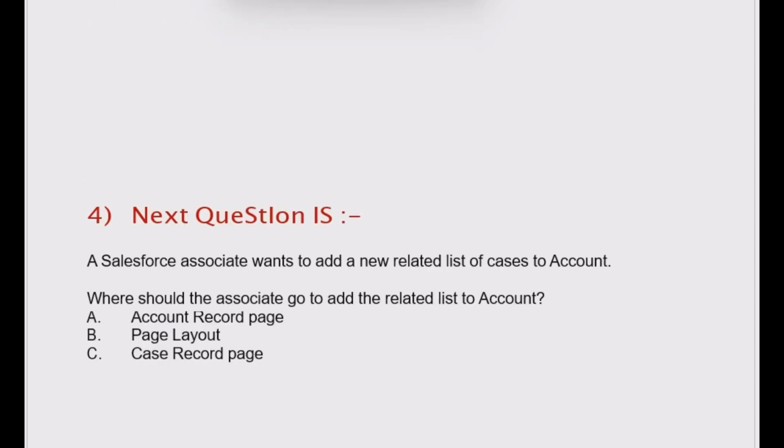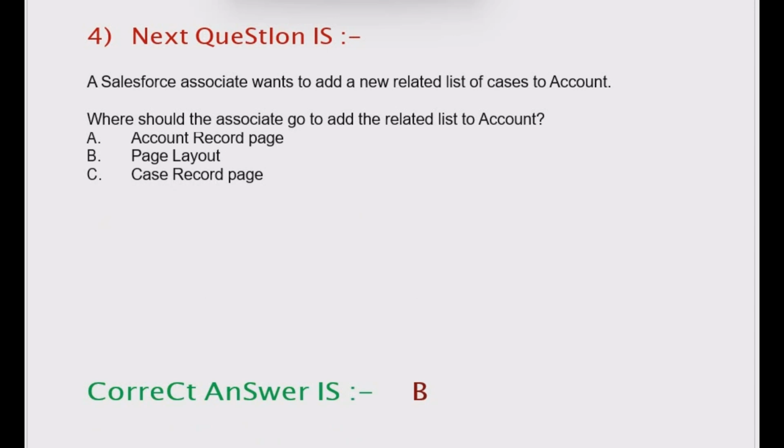Question is a Salesforce associate wants to add a new related list of cases to account. Where should the associate go to add the related list to account? Option A account record page. Option B page layout. Option C case record page. Correct answer is option B.